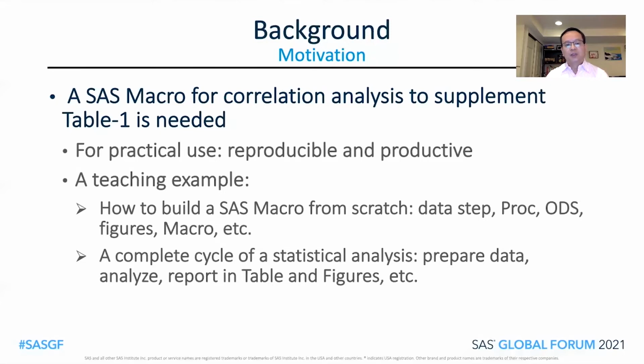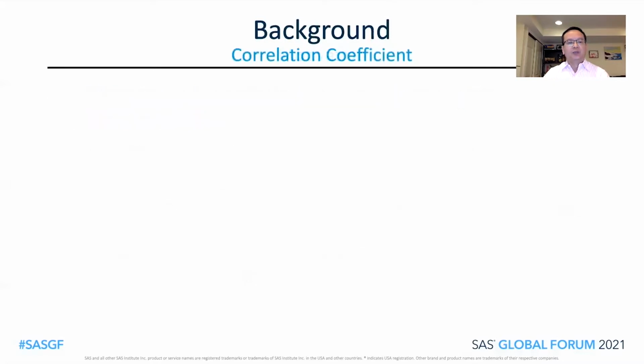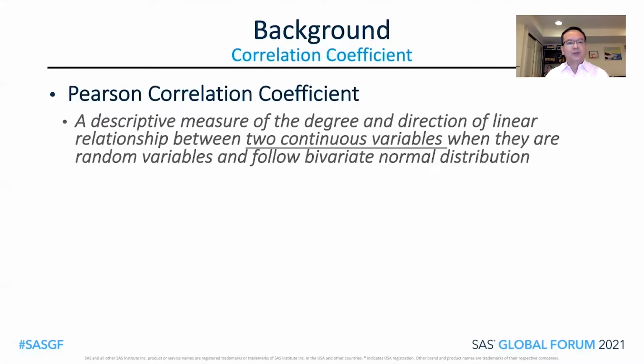So from building this little SAS macro from scratch, you show the entire procedure: from the data step, how to use PROC, then how to use ODS output for tables and figures, and then how to use macro language as well. And this covers a complete cycle of a statistical analysis. So let's review some information about correlation coefficients.